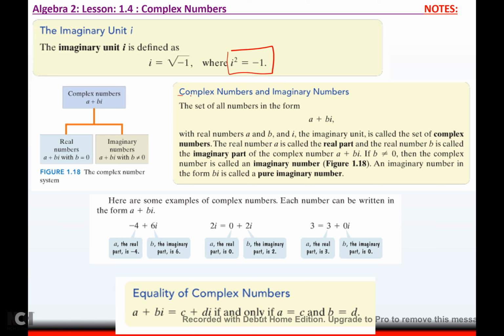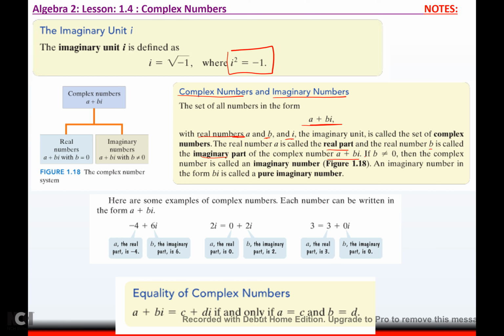So we have complex numbers and we have imaginary numbers. The set of all numbers in the form a plus bi, with a and b real numbers and i the imaginary unit, is called the set of complex numbers. The real number a is called the real part and the real number b is called the imaginary part of the complex number a plus bi. If b does not equal 0, then the complex number is called an imaginary number. An imaginary number in the form bi is called a pure imaginary number.